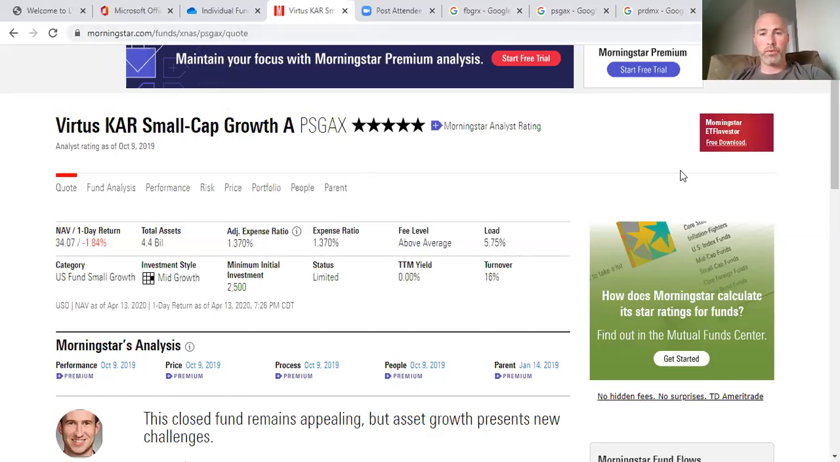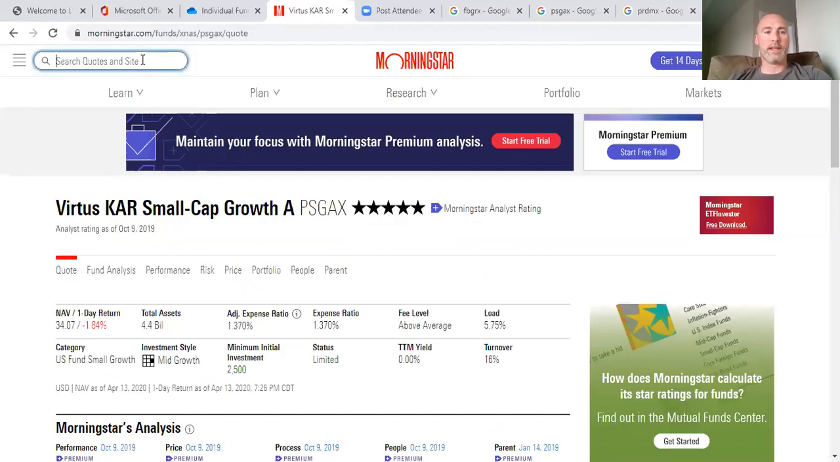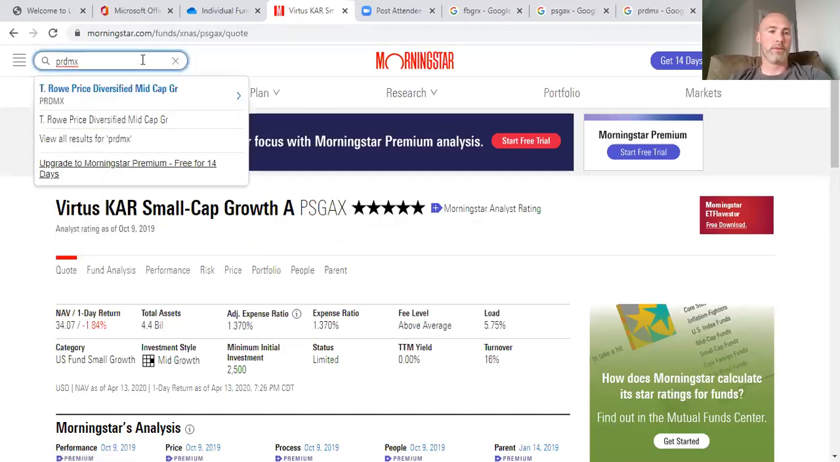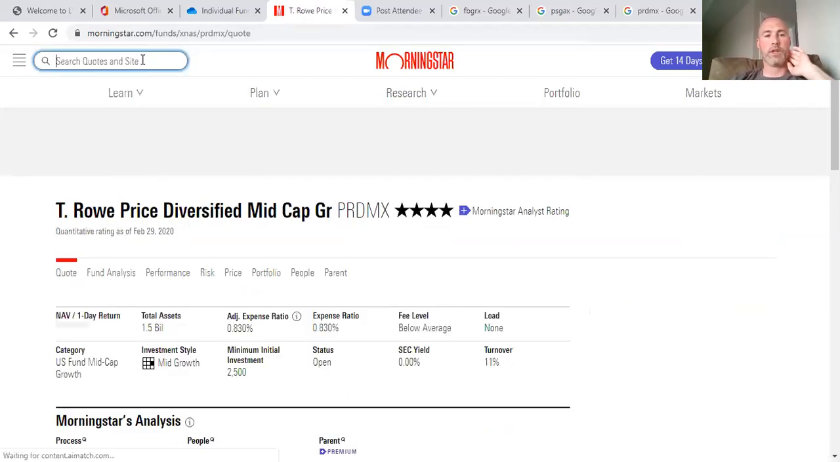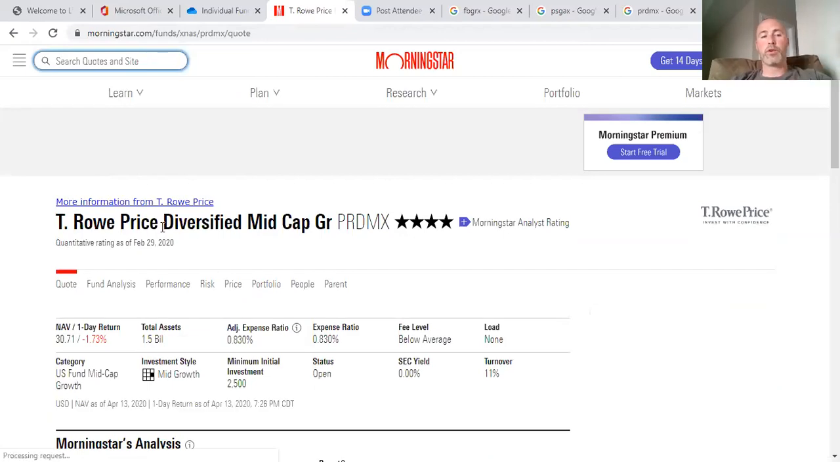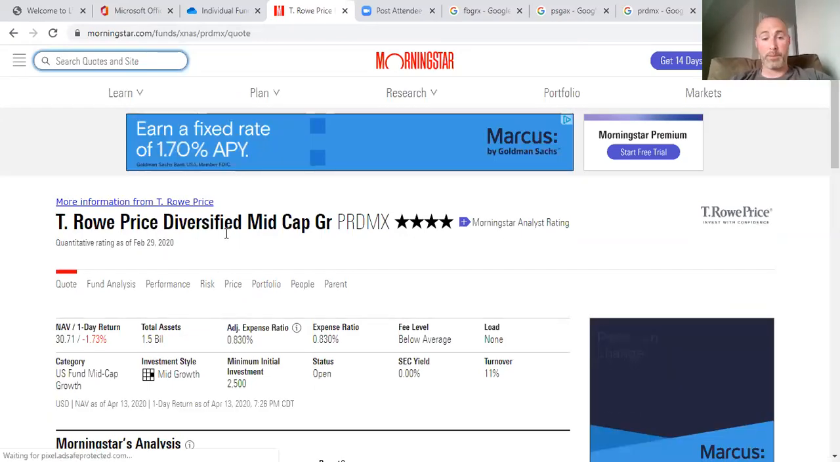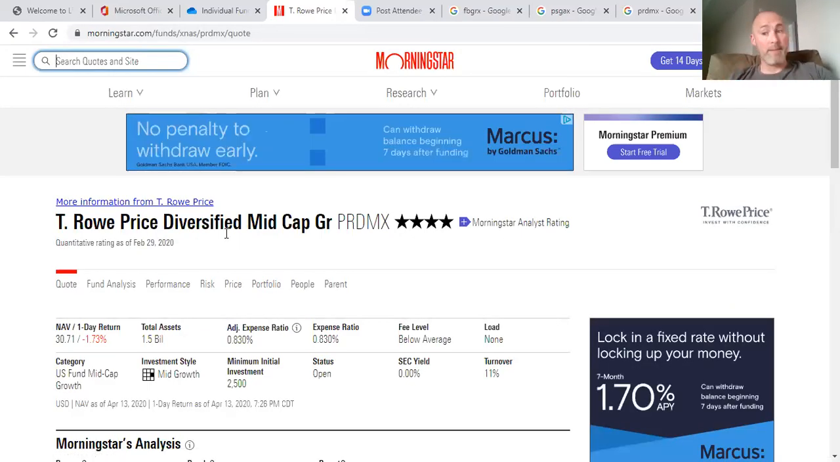Let's go to one of my other ones. In this search box up here, go PRDMX, okay? PRDMX and hit enter, okay? This one's called the T. Rowe Price Diversified Mid Cap Group. This is my mid cap mutual fund.